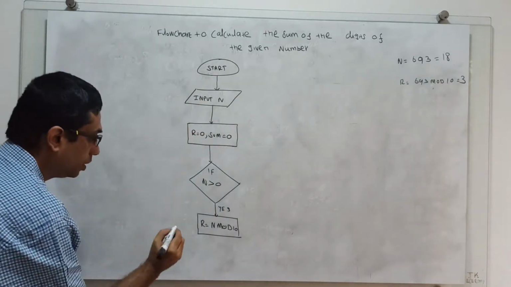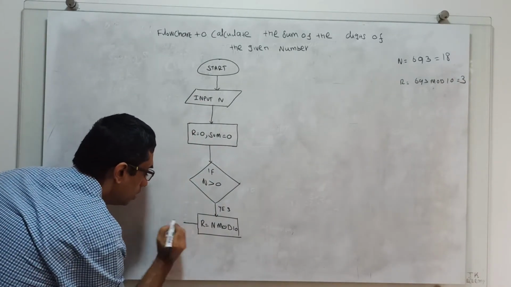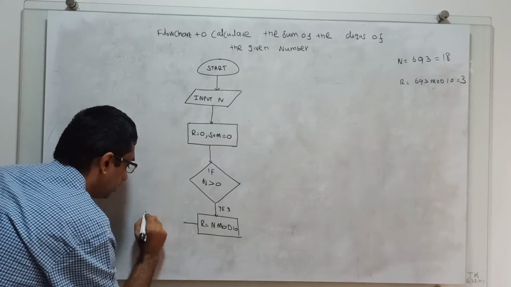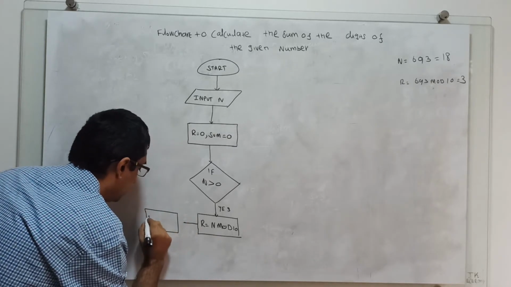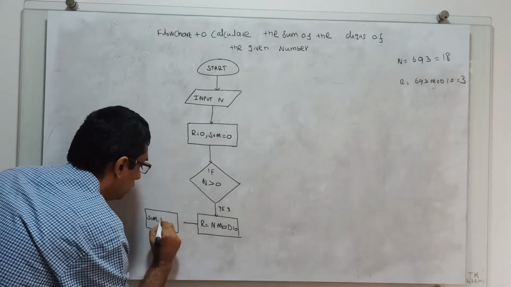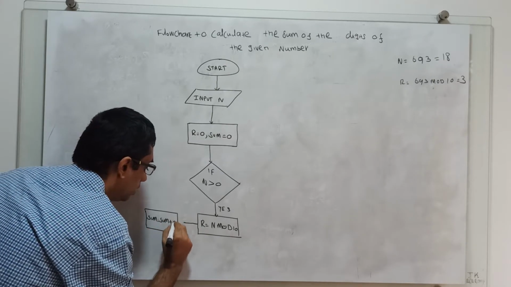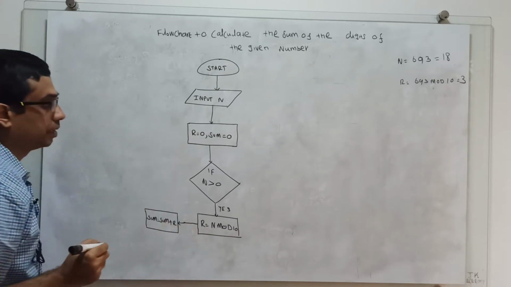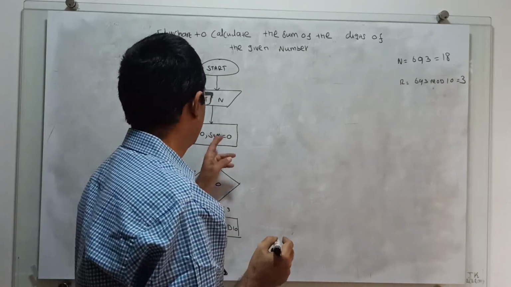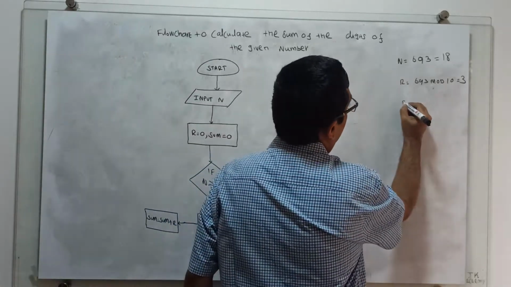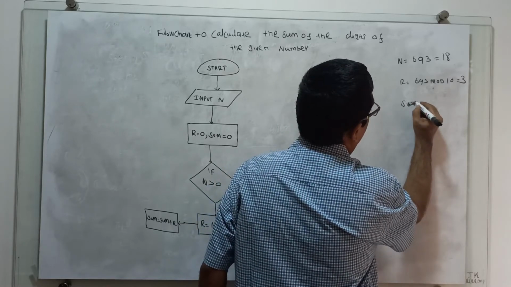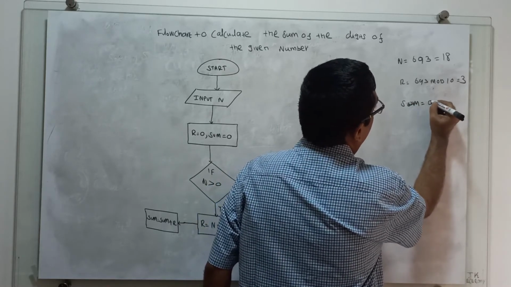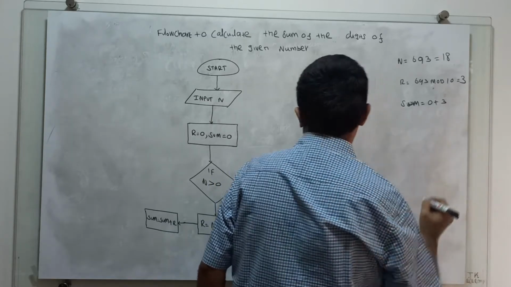Okay, next I am calculating sum equal to sum plus r. What is the existing value of sum? Which is 0, so sum equal to 0 plus 3.